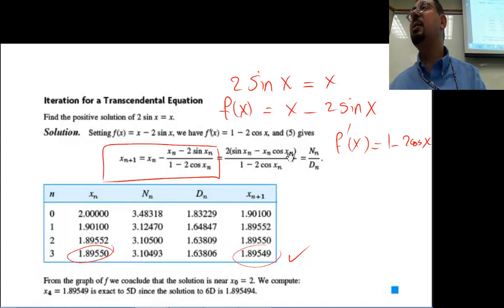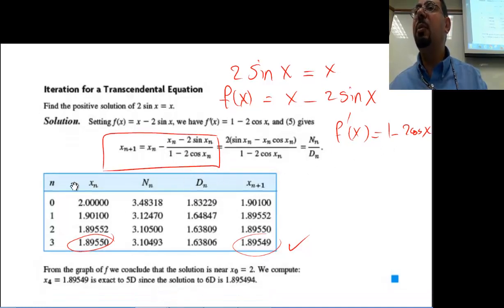What's f prime of x? Well, the differentiation of x is 1. The differentiation of sine x is cosine x. The 2 is just there because of the 2. So it becomes 1 minus cosine x. And here is the formula: xn plus 1 is xn minus f of x divided by f prime of x.